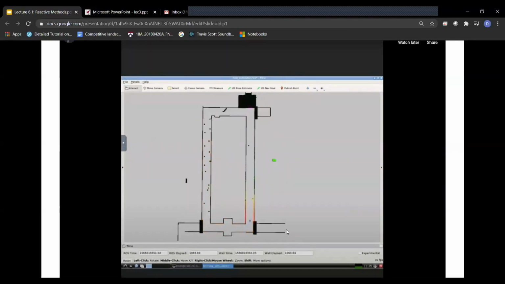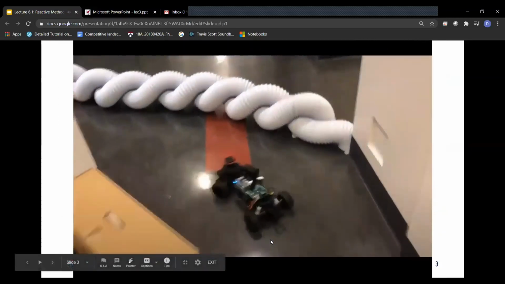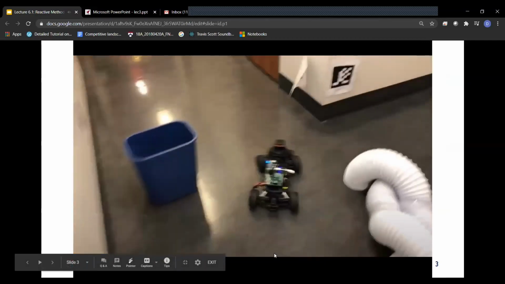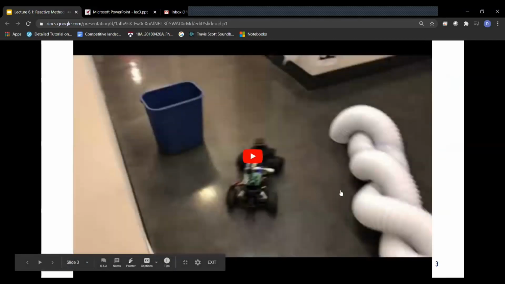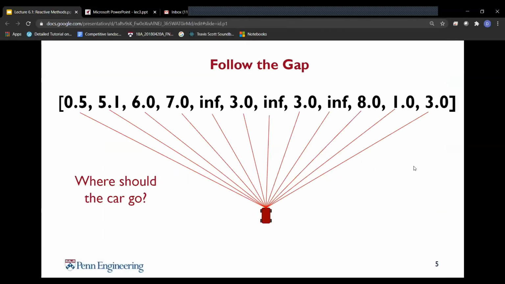This is the car. And yeah, this is it in real life. Notice how it's able to accomplish a similar thing. So the question is, how do we get to that level of performance without a map? And follow the gap is an algorithm that attempts to answer this question naively.